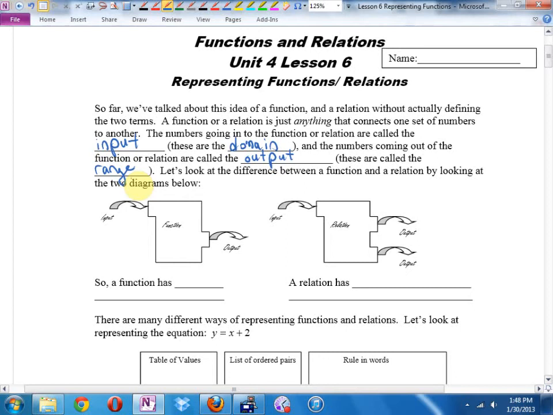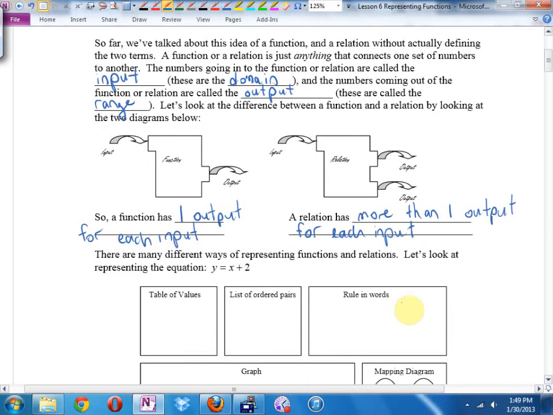If that rule only gives you one output for every input, that's a function. Now, all functions are relations, but a relation can have more than one output for each input.